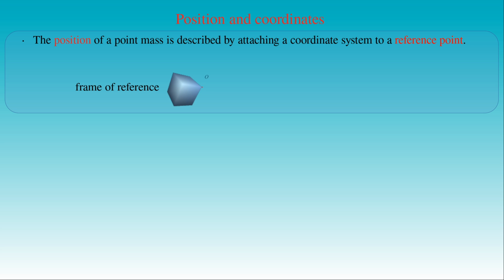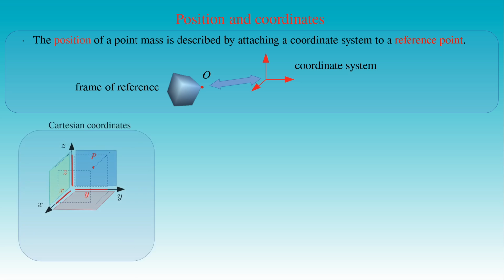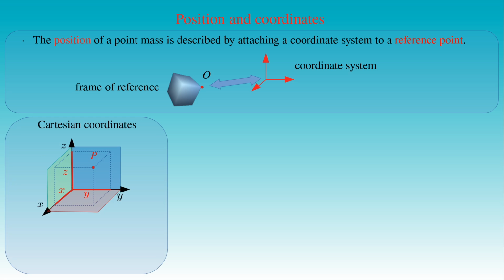We pick one of the corners of the cube as the reference point O, and we attach a coordinate system to this point. We can choose any orientation of the axes of the coordinate system. For example, we can align them to the edges of the cube or to the shape of the trajectory of the moving point mass. In practice we can use many different coordinate systems, but we already have seen the most popular ones. The first one was the Cartesian coordinate system with the Cartesian coordinates x, y, and z.